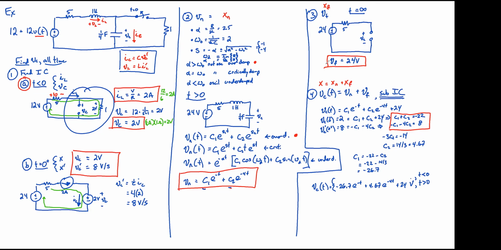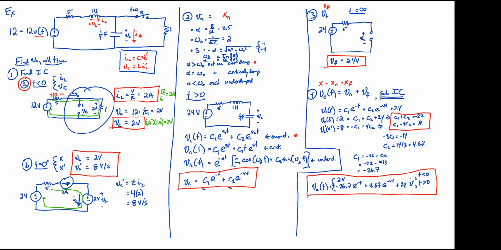Because all this work for the natural and the forced response is only true for time greater than 0. So would it just be 0 then? No, you'd have to go back and redraw it for time less than 0 to find out what it would do. But it would be in DC steady state, right? Yeah, and we found that to be 2 volts. Bingo, you already did it. So now you've got the whole solution for all time.